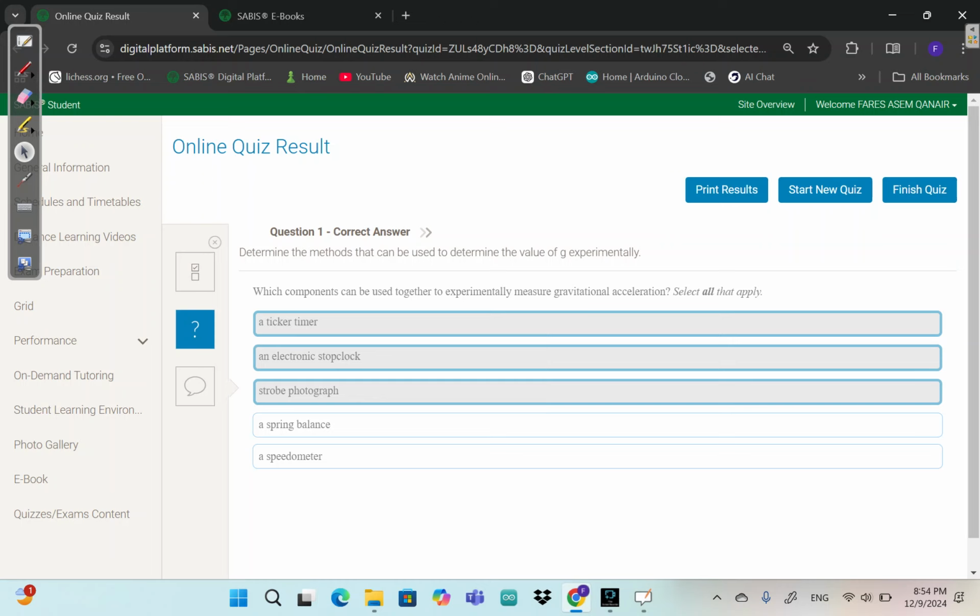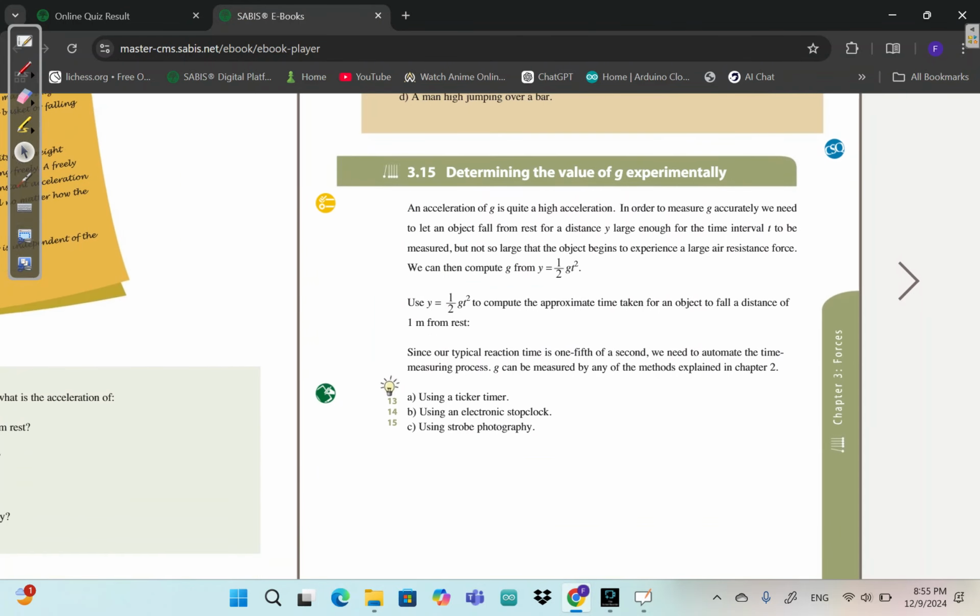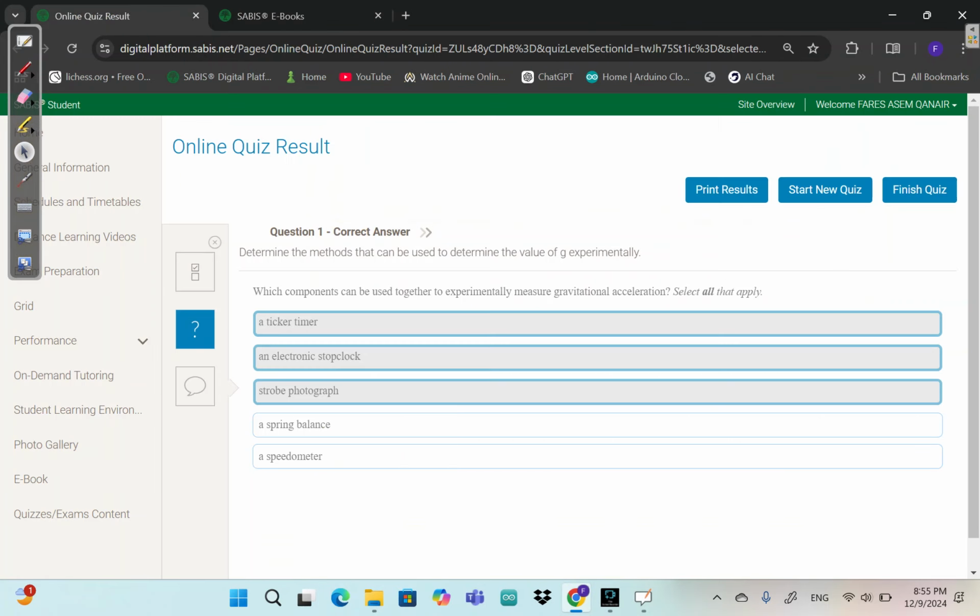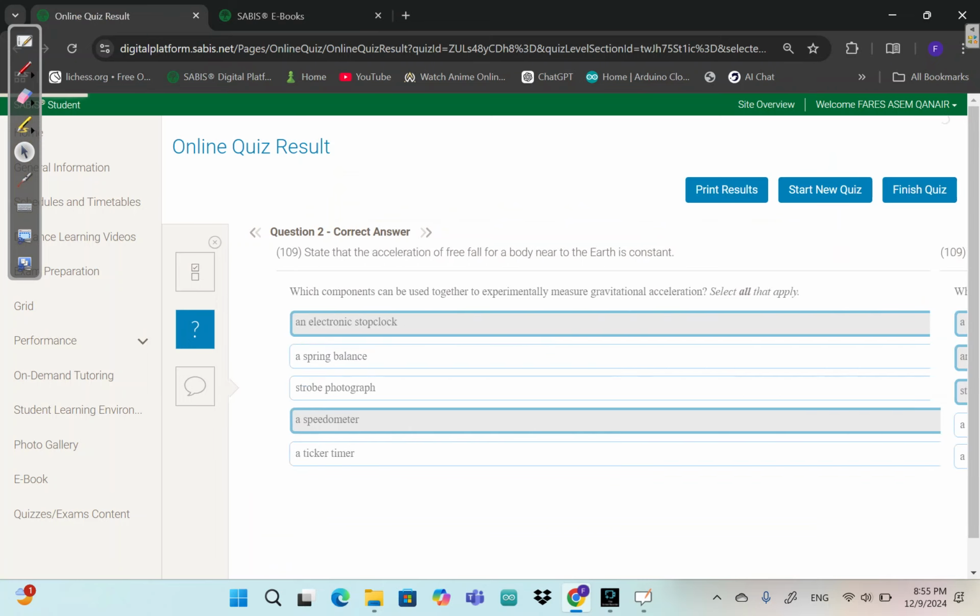Which components can be used together to experimentally measure gravitational acceleration? Now for this question, you just need to memorize the components. Or if you want to understand the experiment more, you can go read it from the book. It's section 3.15. But for this question, you just need to memorize the components. There's nothing else to do.